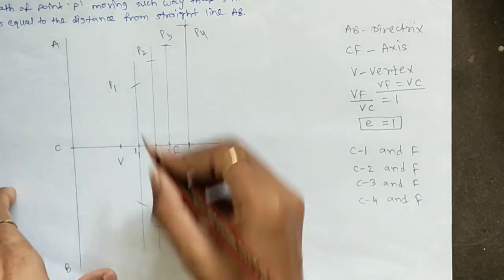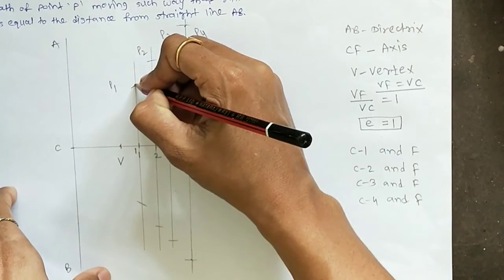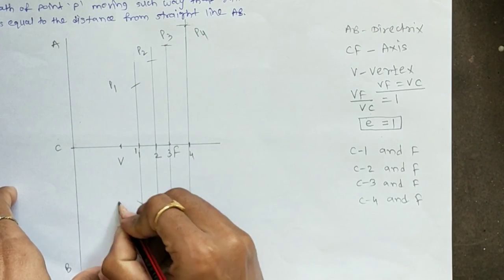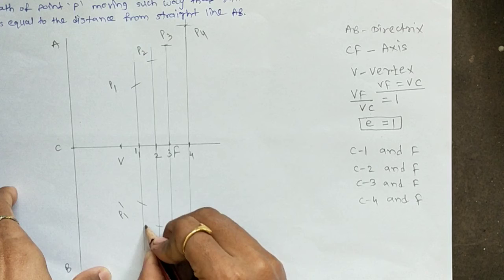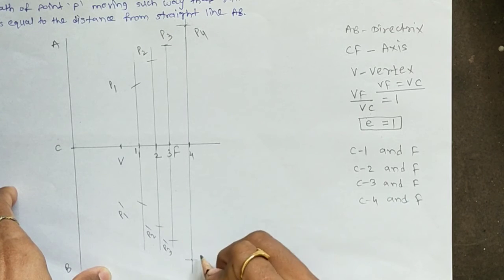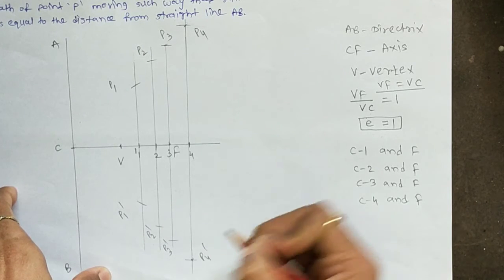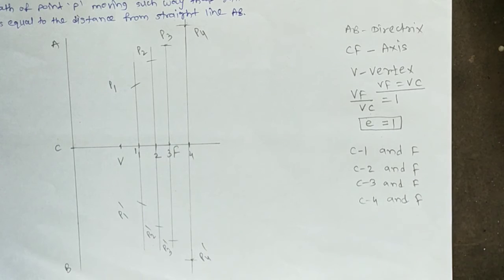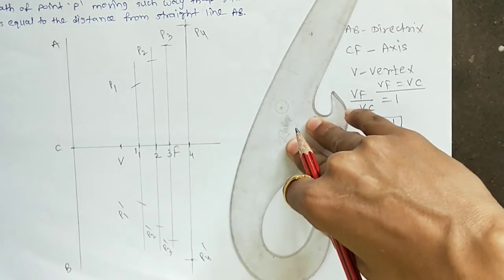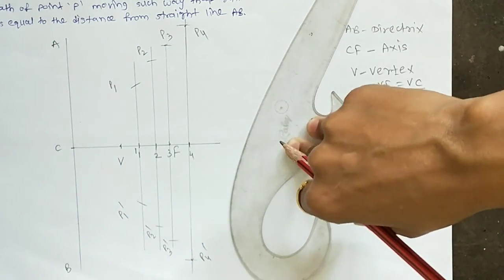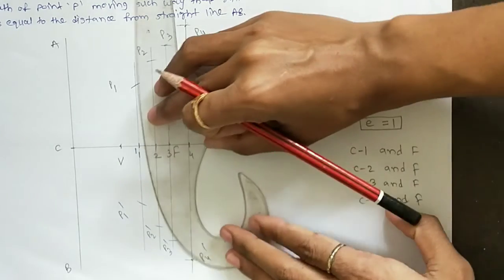Then next, below the P1 there is a point P1 dash. So this is P2 dash, P3 dash and last point is P4 dash. Now next task is we have to join all these points with the help of French curve. So join all these points with the help of a French curve.